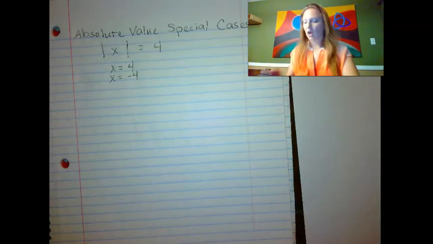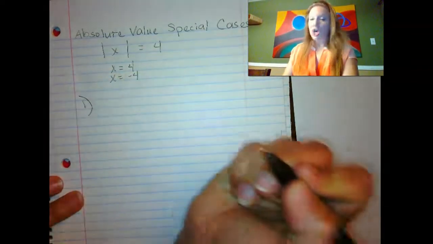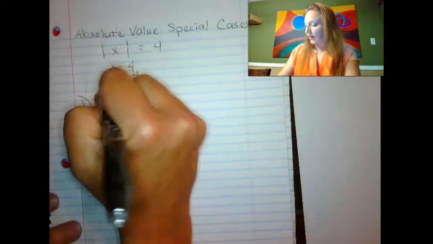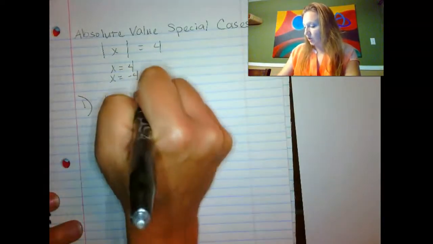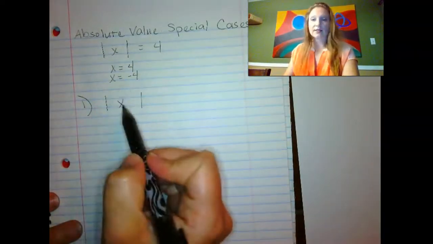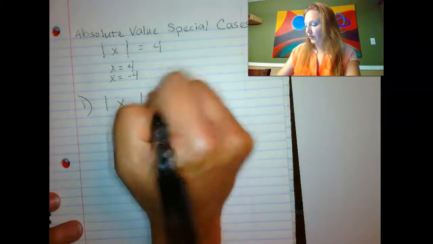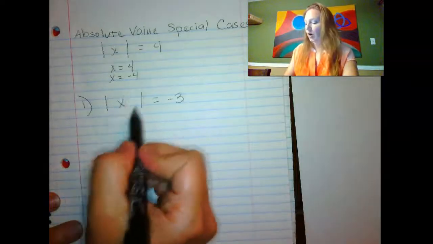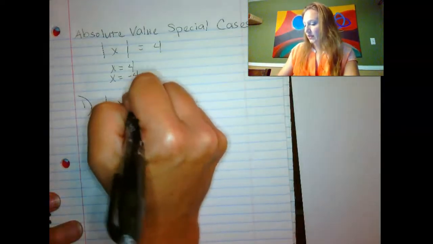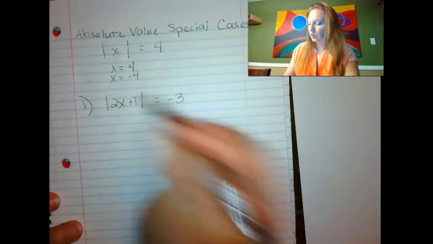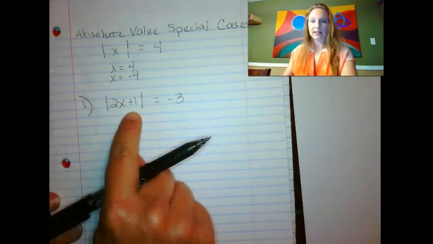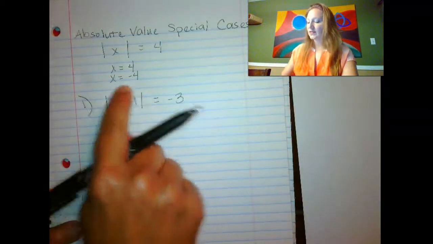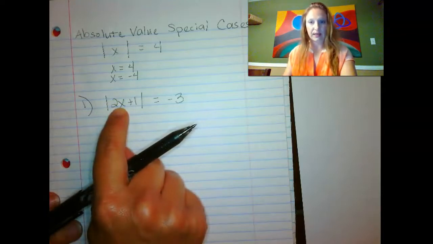Okay, let me give you our first special case. Let's say you're solving and you have isolated it down to some quantity, absolute value equals a negative number, okay? And we could have more operations in here. It could be like a +1 or a -1 or a 2x + 1. It doesn't matter what's in here, okay? Because we know that some quantity is going to be in here.